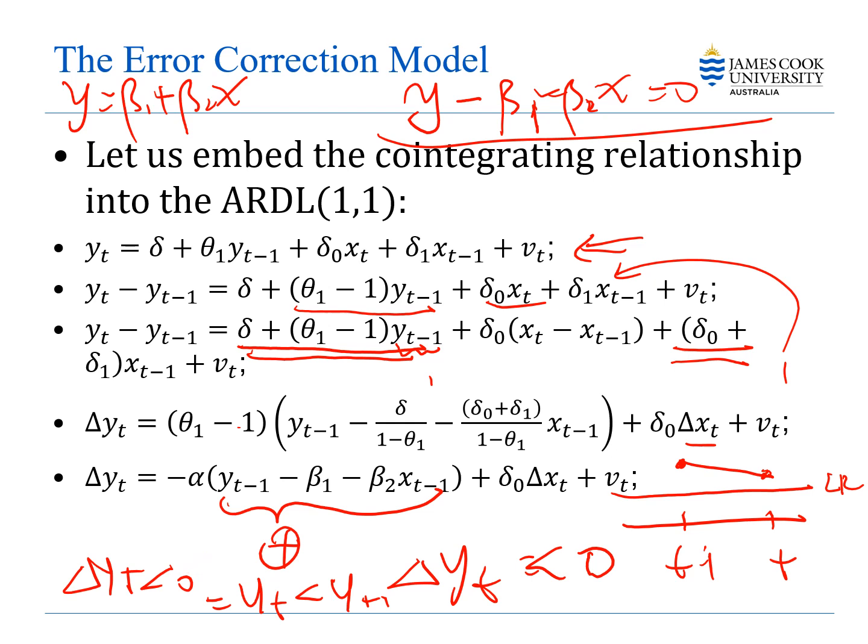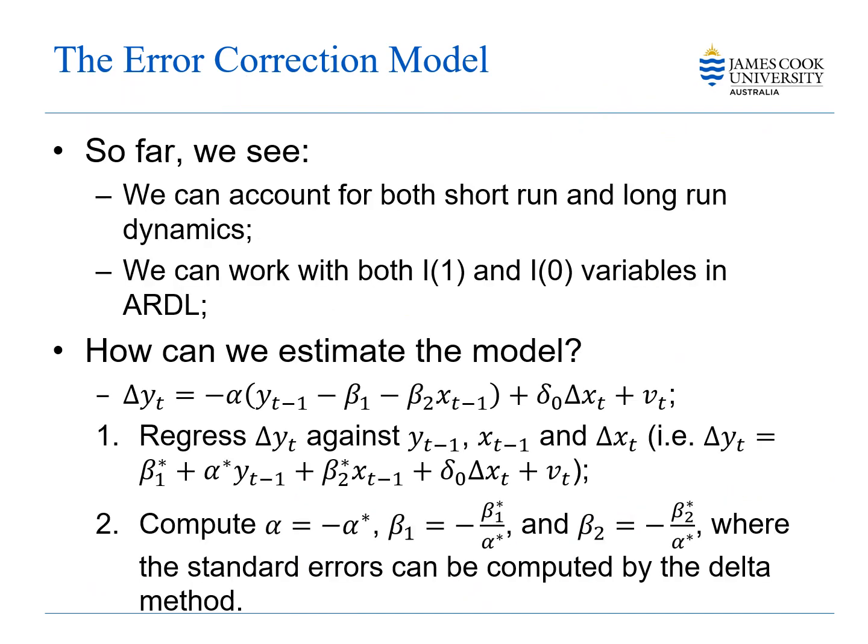If in contrast this is negative, then yt minus 1 is below the long-run average. Then this is a negative times a negative, so we get a positive. So yt will increase, moving towards the long-run level. That's why it's called error correction. So far we see that we can account for both short-run and long-run dynamics in ARDL models, and we can also accommodate both I1 and I0 variables in the ARDL.